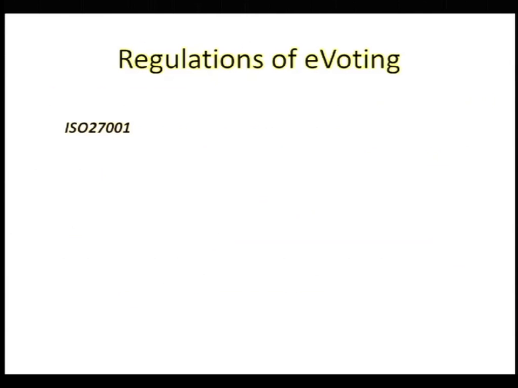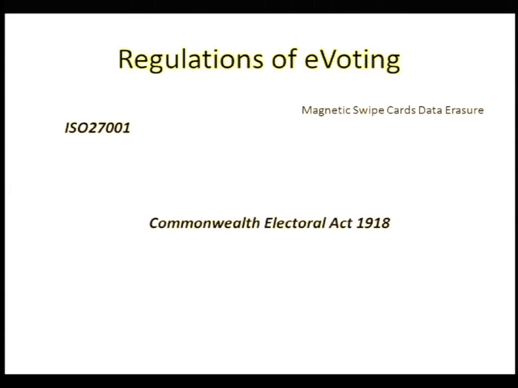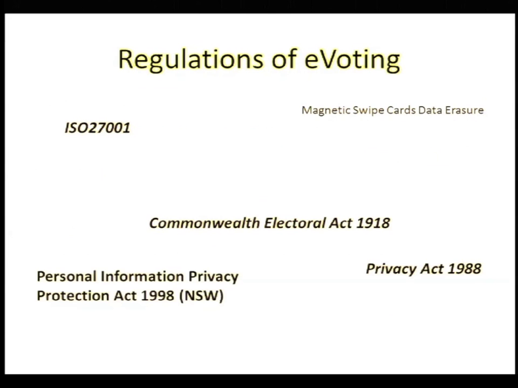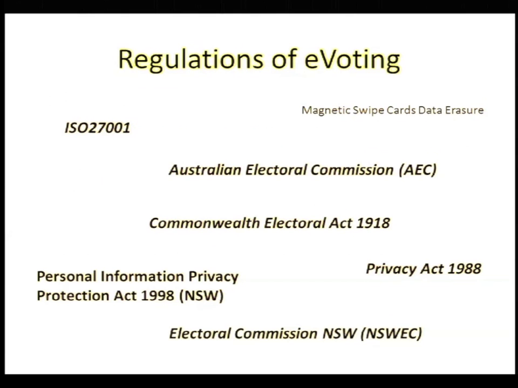We have to comply with ISO 27001. We're going to use the NIST SP 800-88 data erasure technology to securely erase all the data inside the magnetic swipe card. The Commonwealth Electoral Act, of course. The Privacy Act 1988, the Privacy and Personal Information Protection Act 1998 in New South Wales, and the AEC, also the AEC for the New South Wales version.